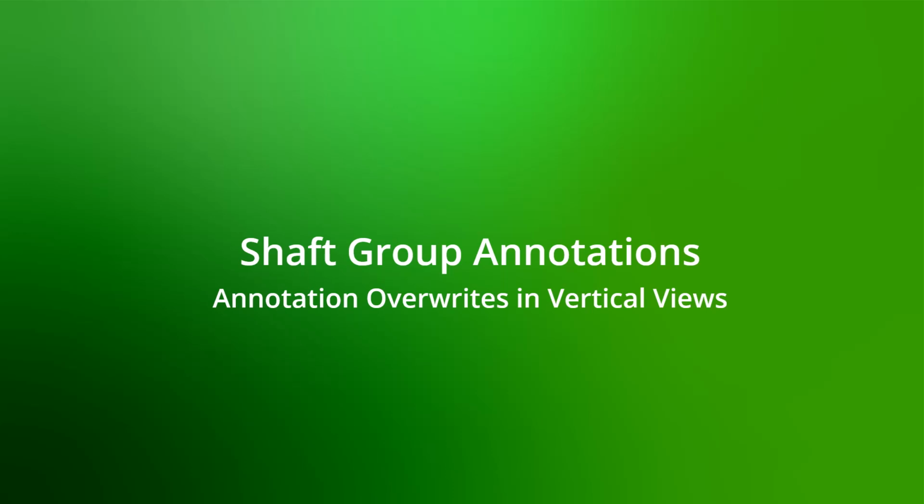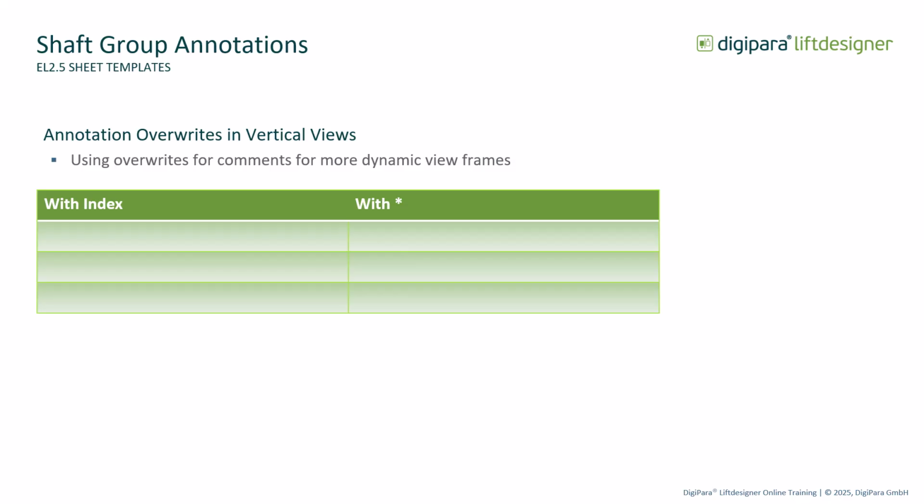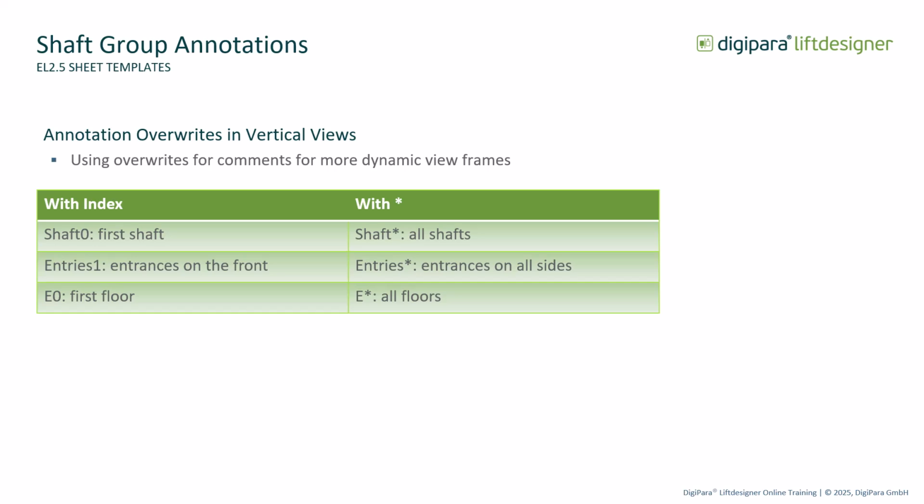Moving on to annotation overwrites in vertical views. I will now explain how the elements behave depending on how they are written in the overwrite. Shaft 0 applies the annotation only to the first shaft. Shaft with an asterisk applies the annotation to all shafts. Entries 1 applies to entrances on the front side. Entries with an asterisk apply it to entrances on all sides. E0 applies the annotation to the first floor. E with an asterisk applies it to all floors. Let us use this in a practical example.